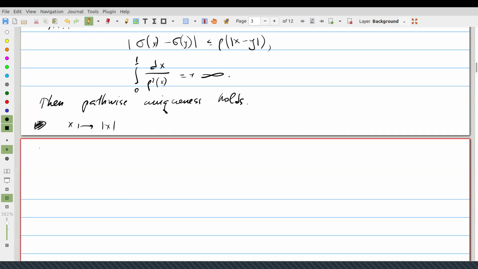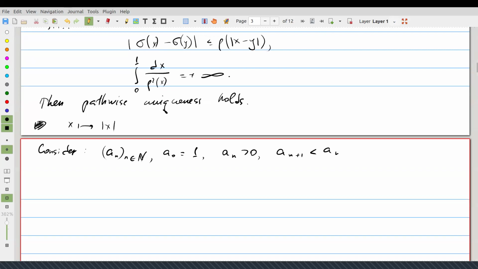So let's discuss it. Now, we start by considering a decreasing sequence of positive numbers a_n, such that the integral from a_n to a_{n-1} of dy over rho squared of y is n. And this is achievable exactly because of this.